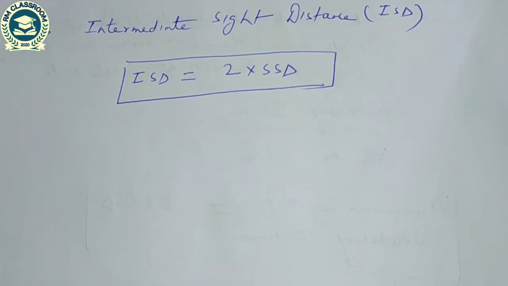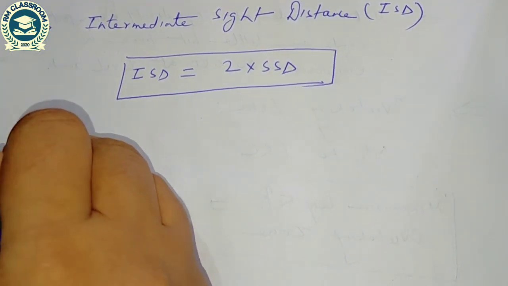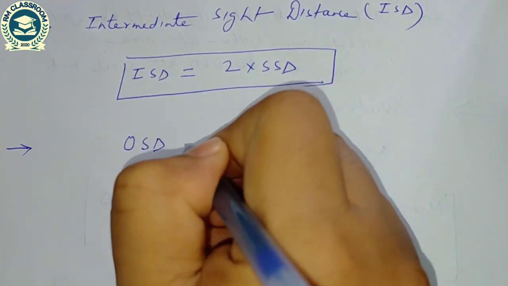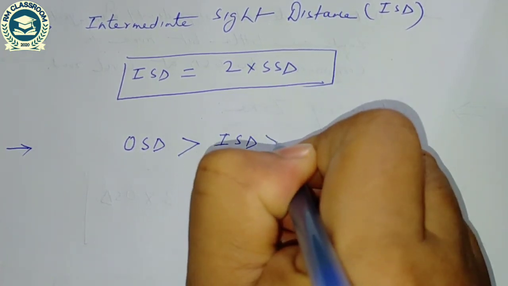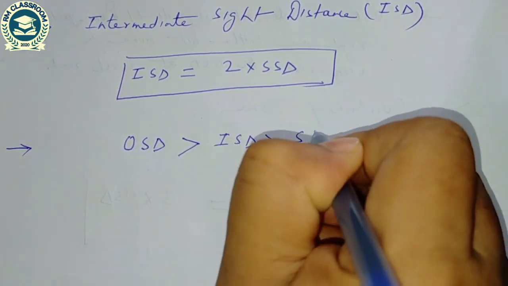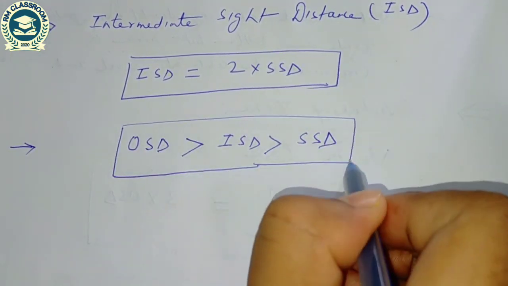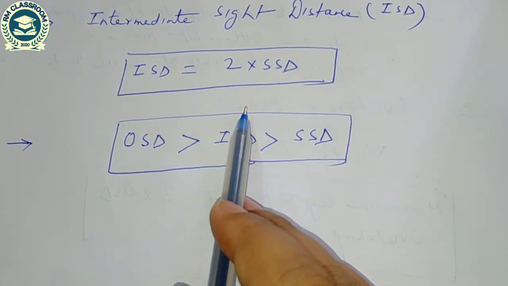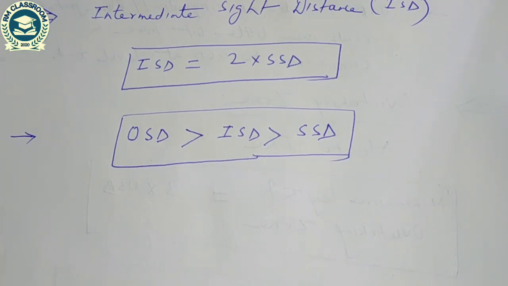So if I compare the stopping side distance, intermediate side distance and overtaking side distance, magnitude wise, overtaking side distance is always greater than the intermediate side distance, and intermediate side distance is always greater than stopping side distance, because as I have written, the intermediate side distance is equal to 2 times the stopping side distance. But intermediate side distance is provided only when OSD cannot be provided due to any reason.